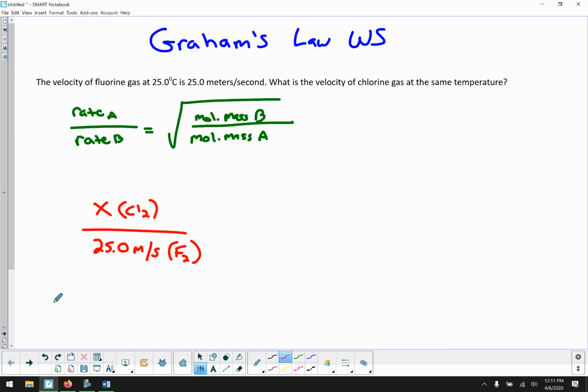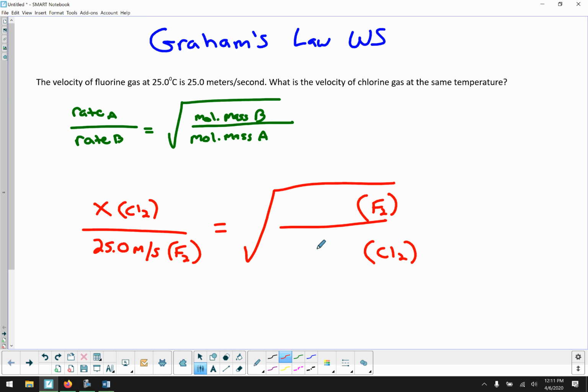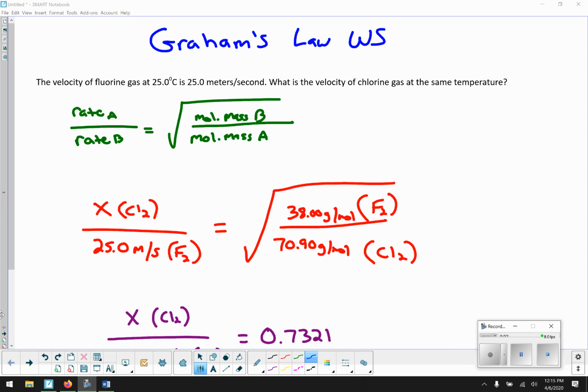So we will plug those into the equation, and all we have to do then is get the molar masses, plug them in, and solve the equation. It's not too hard. Just make sure the molar mass for chlorine is going to be on the bottom, and the molar mass for fluorine is going to be on the top. Otherwise, you will have gotten the wrong answer. Okay, so I plug the two molar masses in, again, making sure to invert them. So chlorine is 70.9 grams per mole, and fluorine is 38.00 grams per mole.